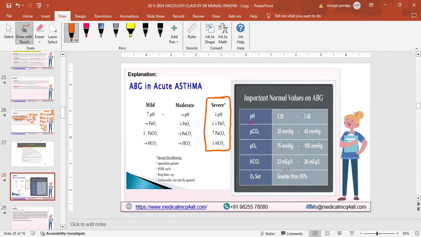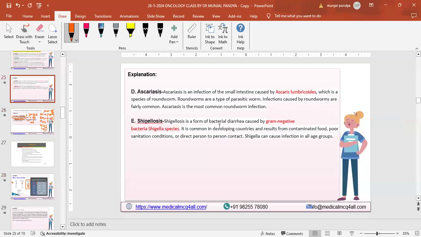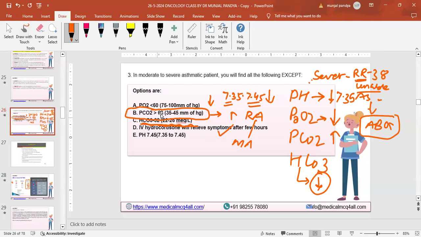So what happens in severe asthma? What happens to pH first? Here mild, pH increase, here normal, or pH decrease. pH decrease is acidosis, because it's a respiratory acidosis. Oxygen level, obviously, is the lowest, because when you have hypoxia and hypercapnia, carbon dioxide is high, more than 60 as per our scenario, and oxygen saturation is less. If you can see here in the scenario, oxygen is less.